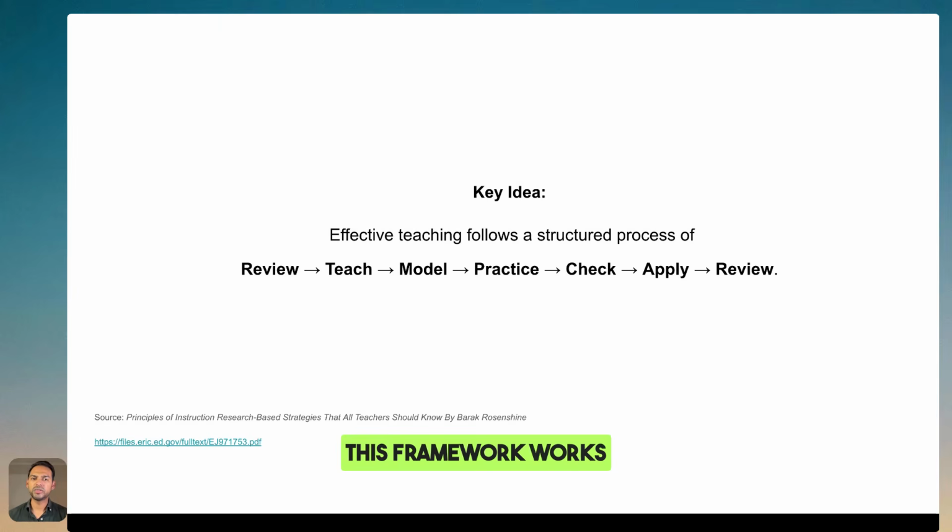This framework works for any subject, any year level, any topic. The prompts I've shown you for English, Maths, and Geography, History, Tech, and Science are ready for you to copy and adapt. The routines stay the same: daily review, small steps, guided to independent practice, check for understanding. You just swap the topic and the year level.